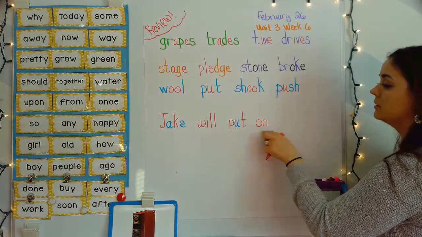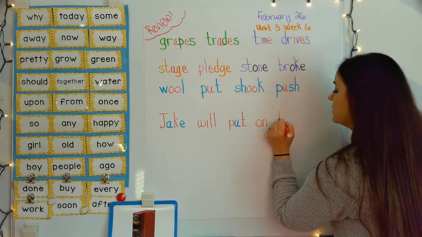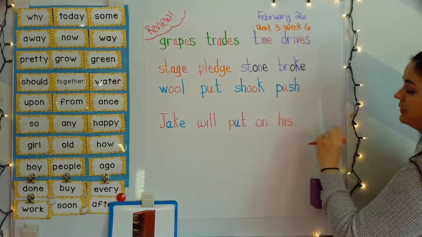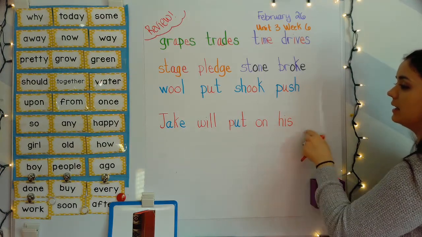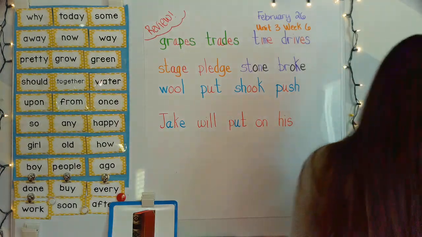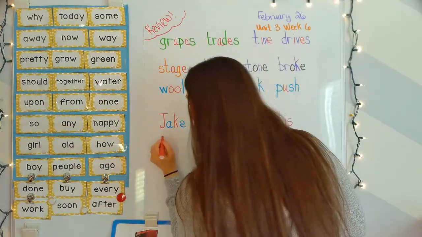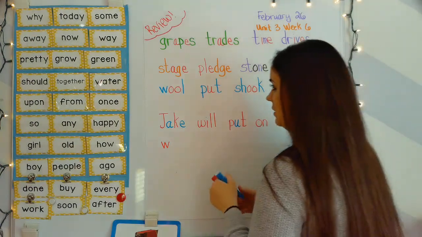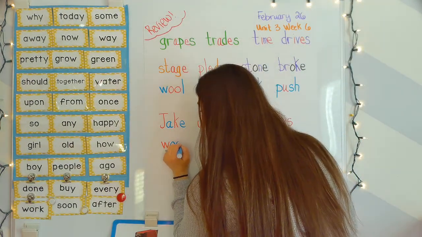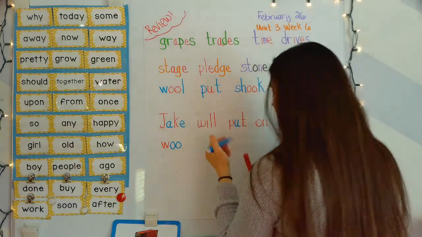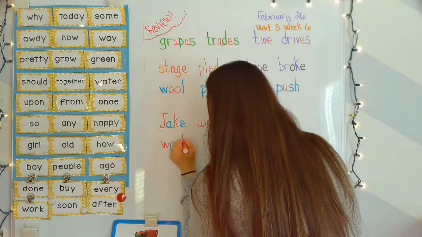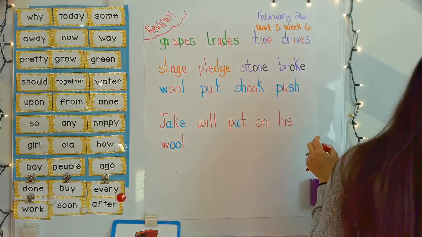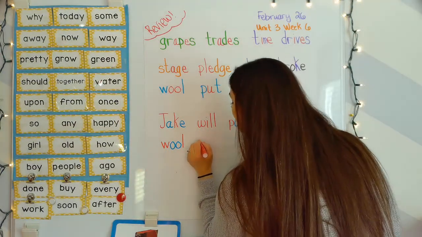On, on. I think that's also a high frequency word. Pretty sure his is also a high frequency word. Is his. Jake will put on his. W says wa. Two O's together, oo. Wa, L says ol, w, ol, wool. Jake will put on his wool.